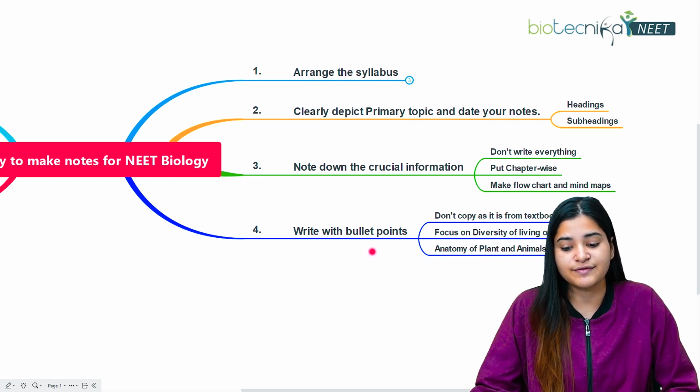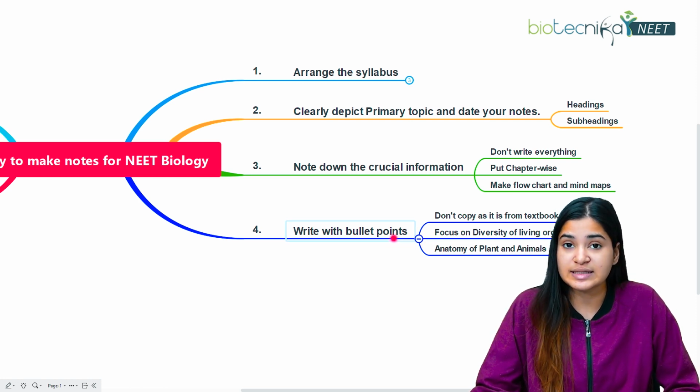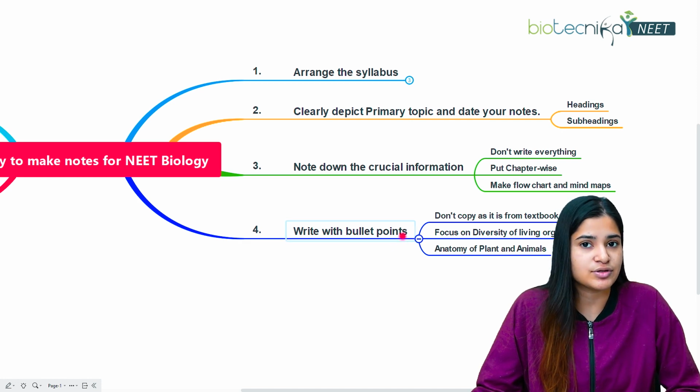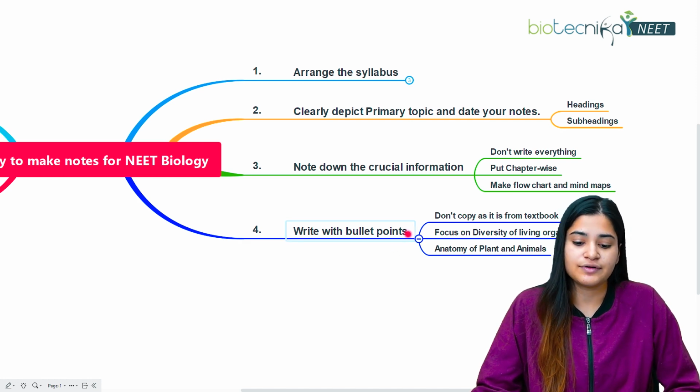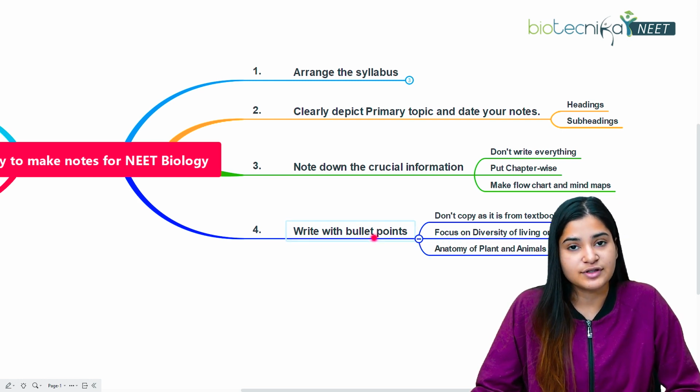All right, so you have to write with bullet points, because memory-based things you can only write with bullet points, and it will help you remember those things later. If you write in paragraphs, you won't be able to understand them even during revision. During the revision, if you're referring back to the notes, you won't be able to understand what you have written. Okay, so write with bullet points.